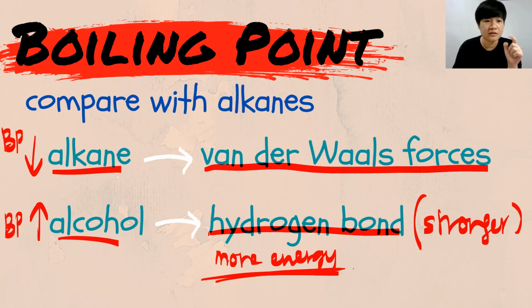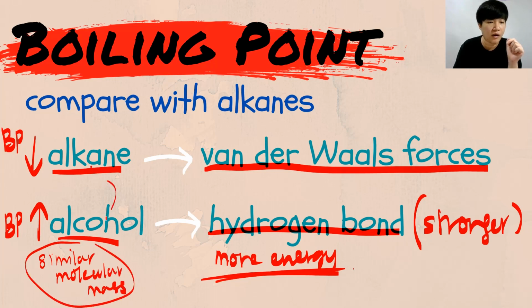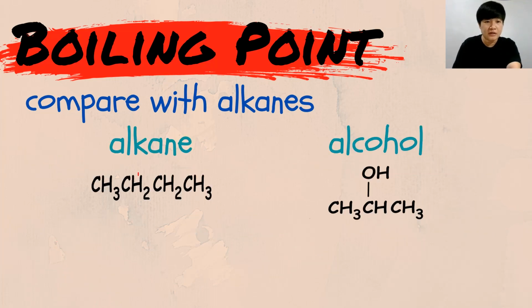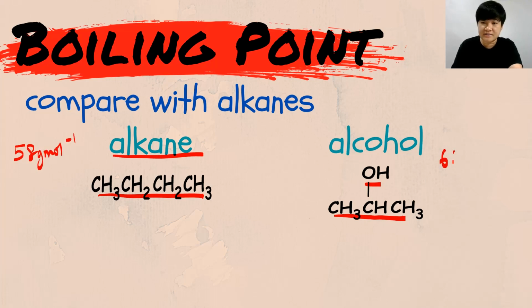Back to the same condition, the alkane and alcohol must have a similar molecular mass. The molar mass over here must be very similar between the alcohol and alkane. Alright, let's look at our example. I have my alkane with 4 carbons over here, and my alcohol with 3 carbons over here. If you work out the molar mass, this alkane is 58 gram per mole, while this alcohol is 60 gram per mole. So by looking at the molecular mass, you know that they are similar.